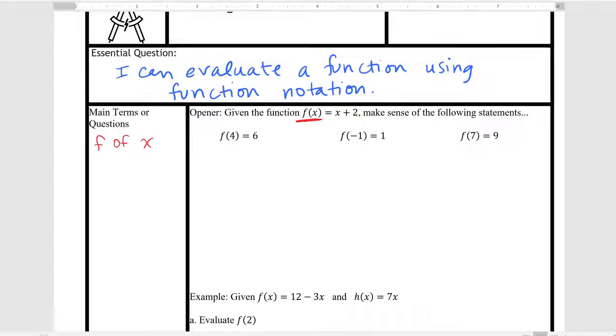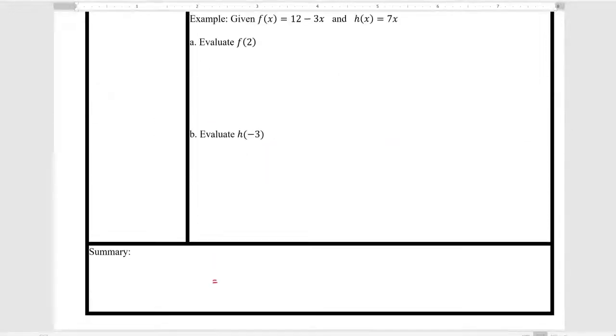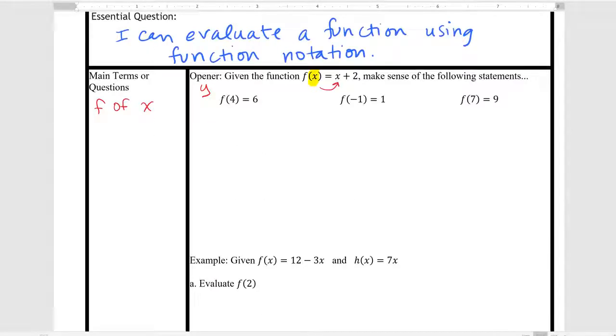So what this is saying is, let me switch over to a highlighter here. The number in the parentheses in place of x is the number that we substitute in place of x on the other side of the equation. So again, it's another way of saying y equals, but it's a more powerful way of helping us remember the input.